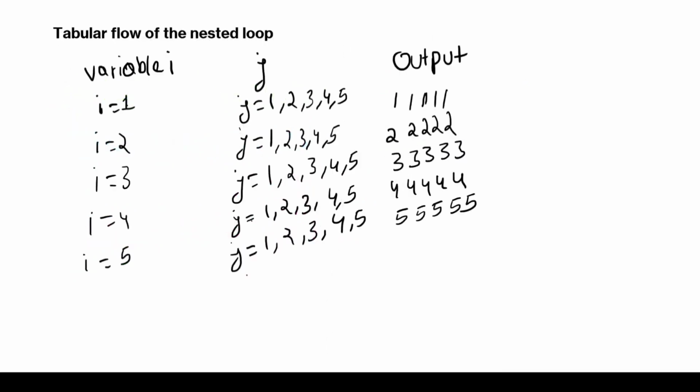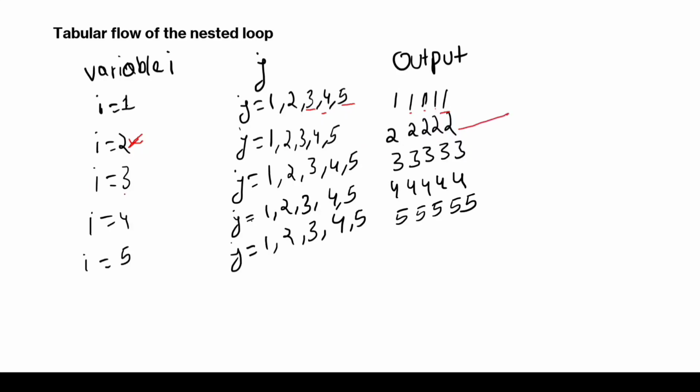Here i equals 1, it initializes j equals 1 and prints 1, and then it increments j to 2, the condition is still true, prints 1, then 3 prints 1, then 4 prints 1, then 5 prints 1. After seeing j equals 6, the condition is false. Now we come to this line, i equals 2, then first it reinitializes j equals 1 and prints the i value.